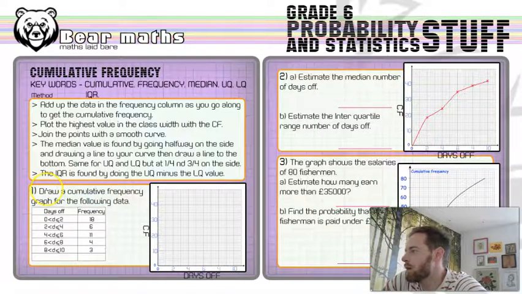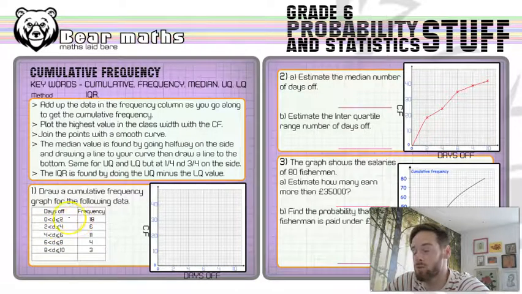So in question number 1, we've got to draw a cumulative frequency graph for this following data. It's about days off and the amount of people that have had that number of days off, or between those numbers of days off. So it's grouped data again. Between 0 and 2 days, including 2, not including 0 days off. Then we've got 2 to 4 days off, 2 not included, 4 is included, right? Because 2 was included in the previous group.